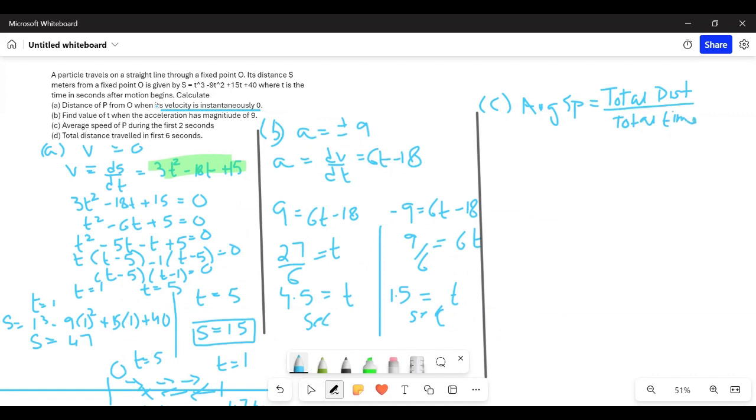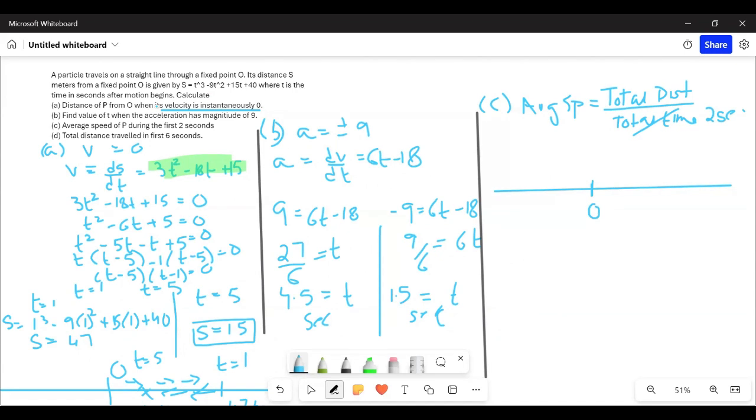Okay. Total time we know is 2 seconds. We have to find total distance. Again, let me draw that figure again. We already know that the object starts to move at a point O, and at time t equals 1, it had covered a distance of 47 meters.